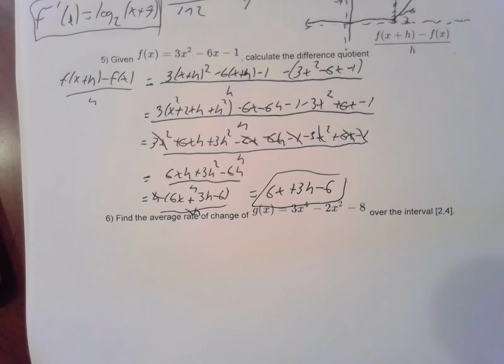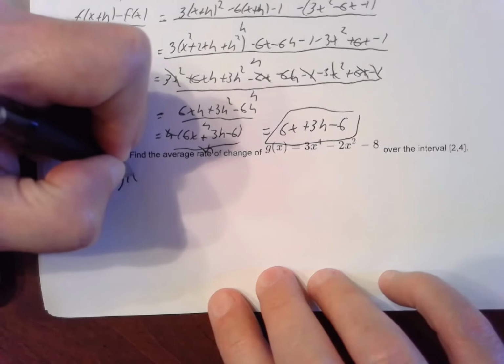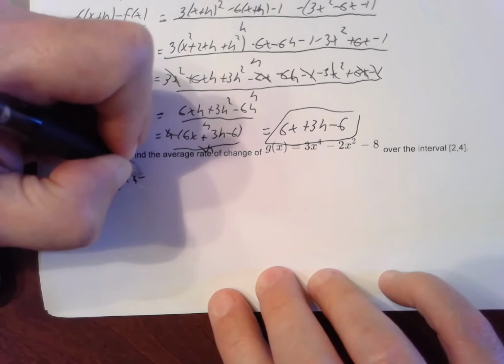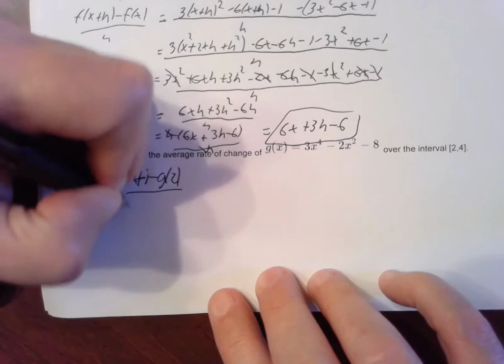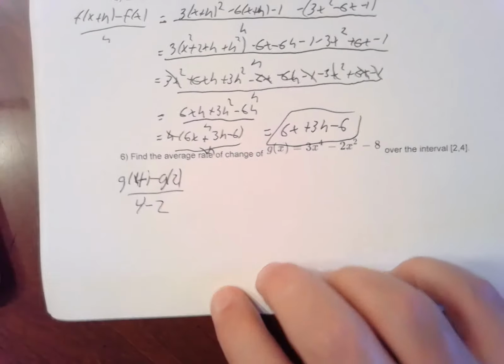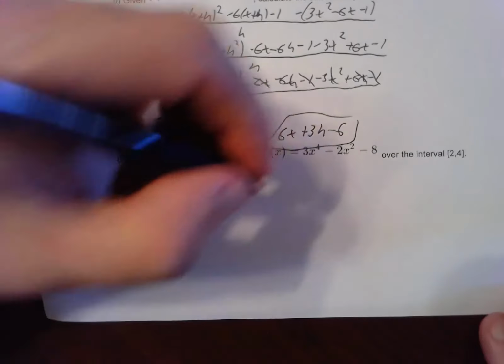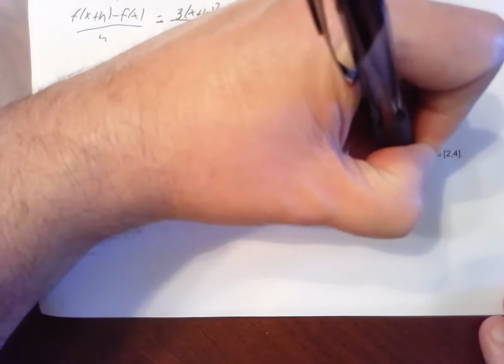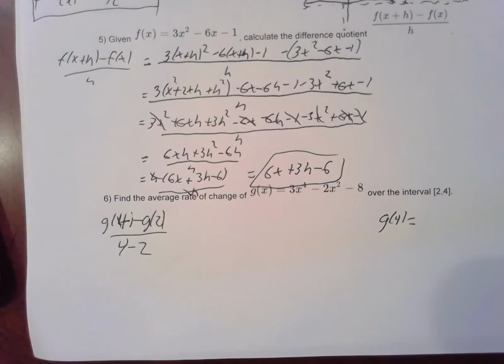Okay, that one's done. Average rate of change is g of 4 minus g of 2 over 4 minus 2. Change in the y values over change in x is just slope. Okay, so I need over here on the side g of 4. Oh, well, I'm going to need the calculator for this. Okay, so hold on. Let me pause you for a minute.